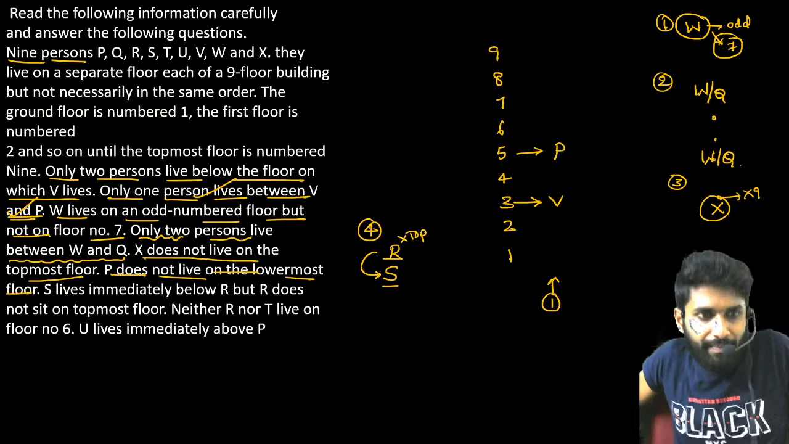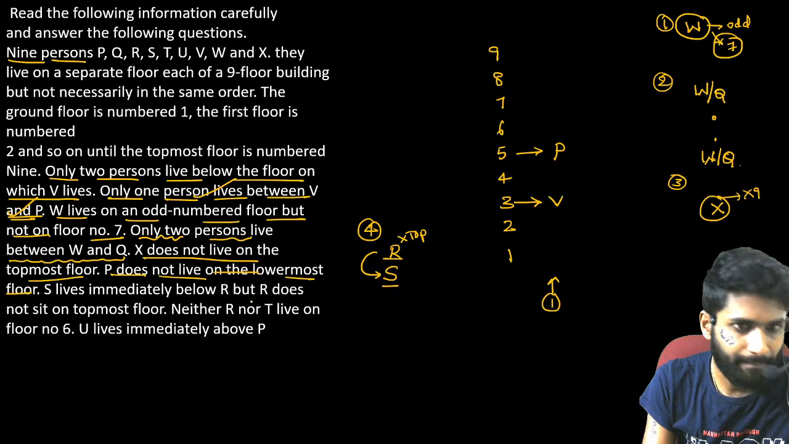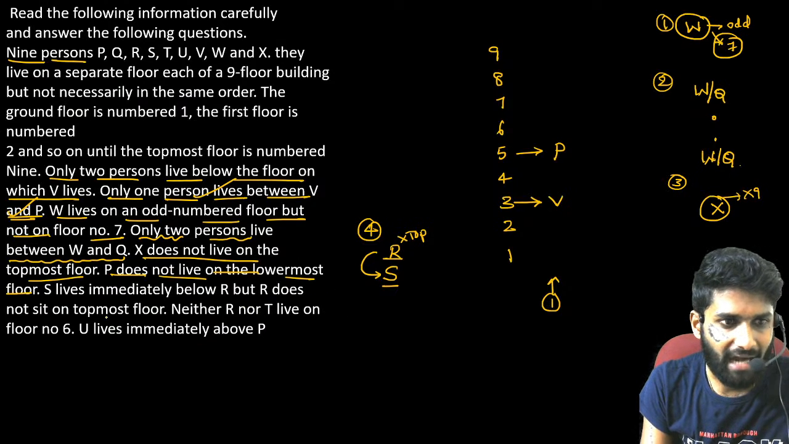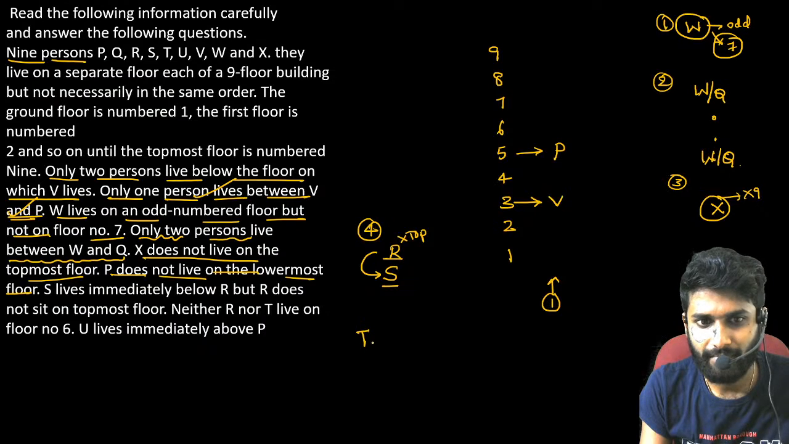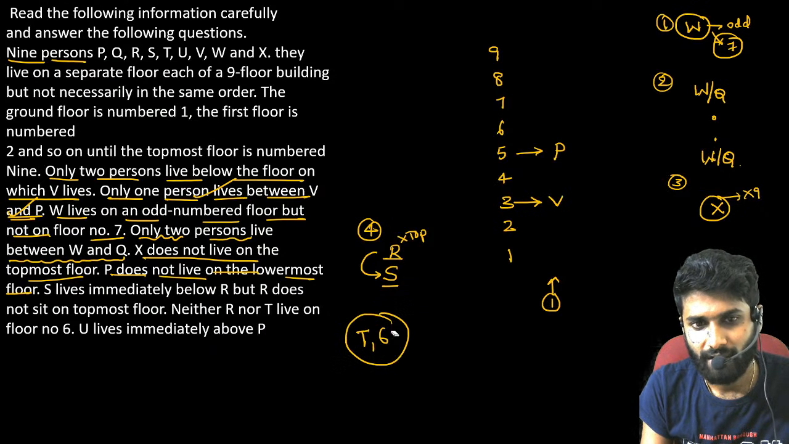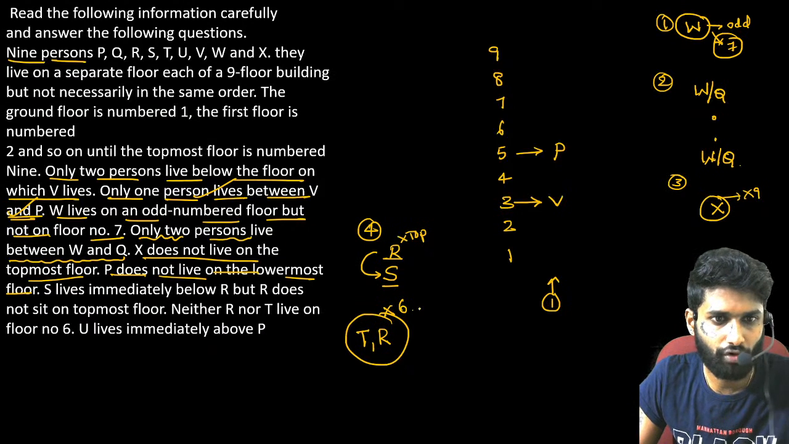See again, S lives immediately below R. That is the first point. But R does not live on the topmost floor. Okay. Neither R nor T is on floor number 6. Neither T nor R is on the sixth floor.